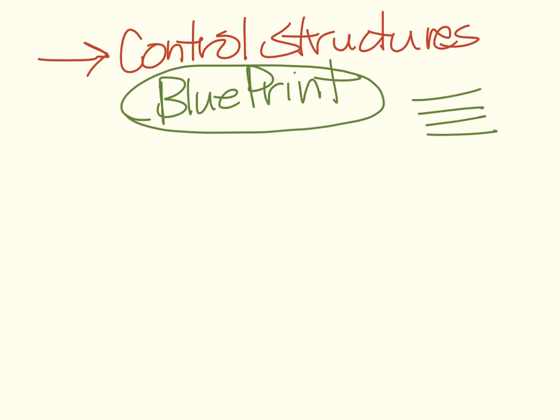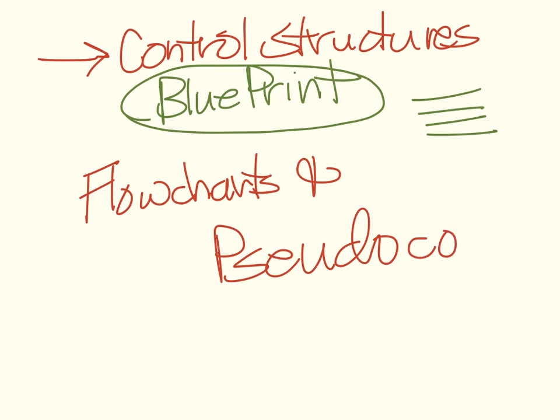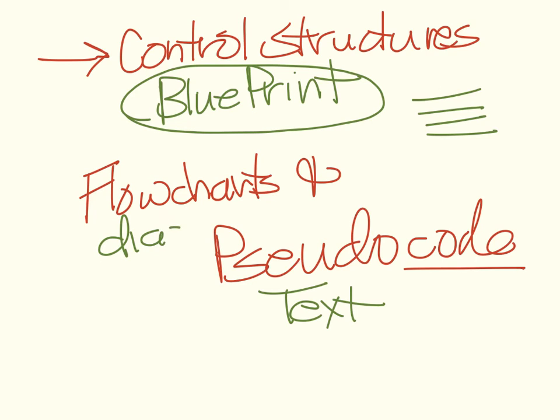Okay, so control structures, we use flowcharts and pseudocode. Pseudocode's false code. You write like code, so this is more of a text view, and this is more of a diagram view. And we're going to work with both. That's it.